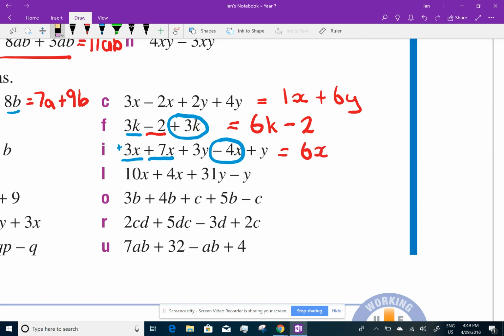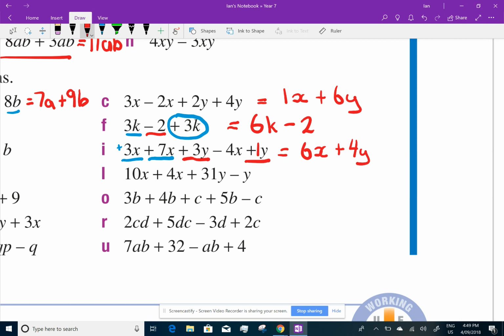And now, let's look at the Y's. I've got plus 3Y and plus, and there's a 1 in front of that, plus 1Y. Well, plus 3Y plus 1Y is plus 4 Ys.